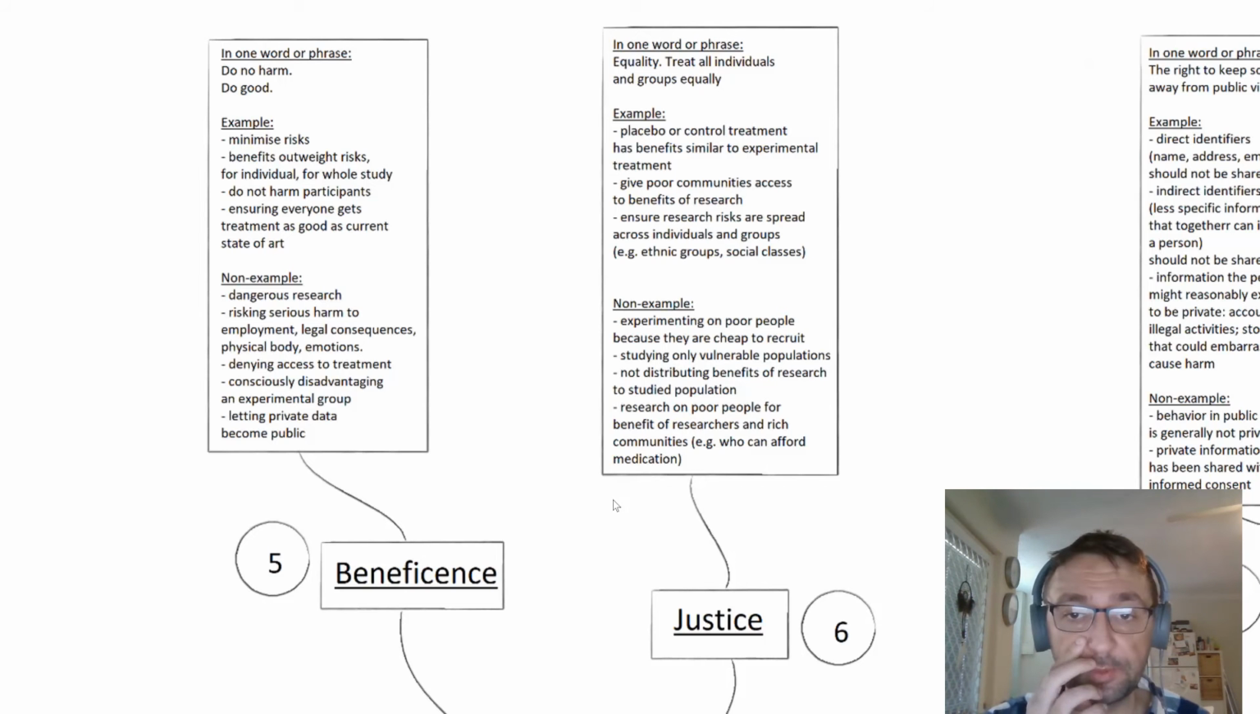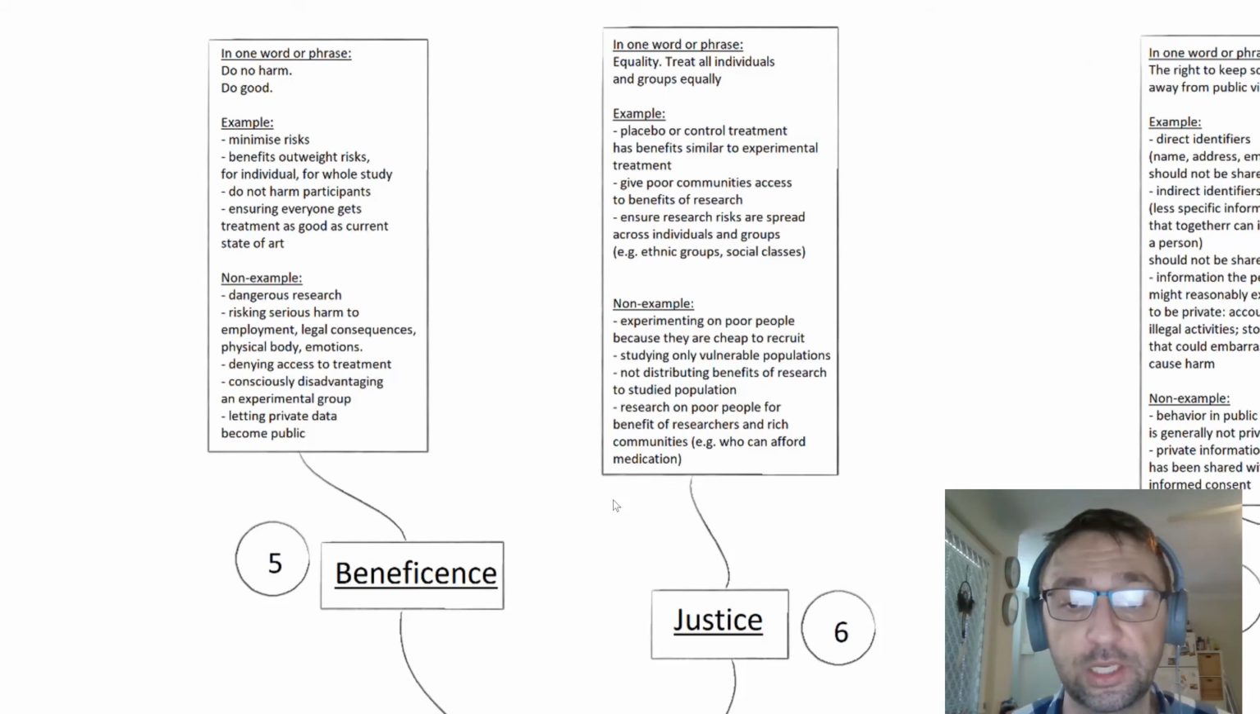So the non-examples that I've listed here are basically what I've already talked about: experimenting on poor people because they're cheap, studying only vulnerable populations, unless it's particularly appropriate for your research, which in our case, I guess it is in terms of low-wage workers, not distributing benefits of the research to the studied population, and doing research on poor people for the benefit of researchers and rich communities, like the medical example.